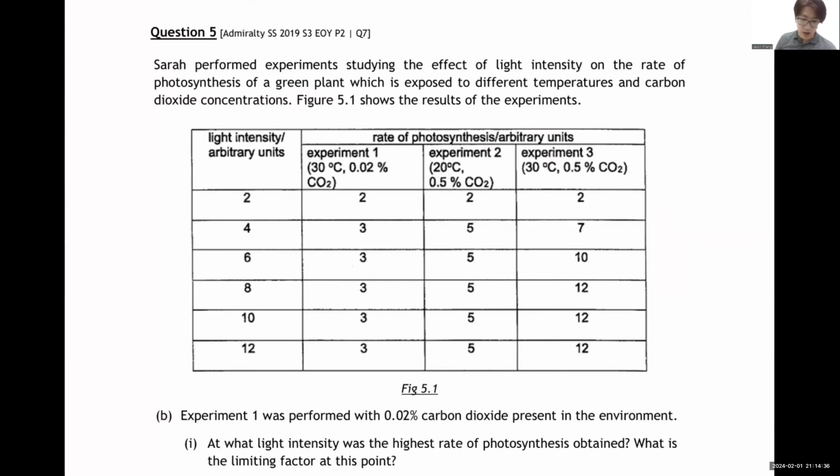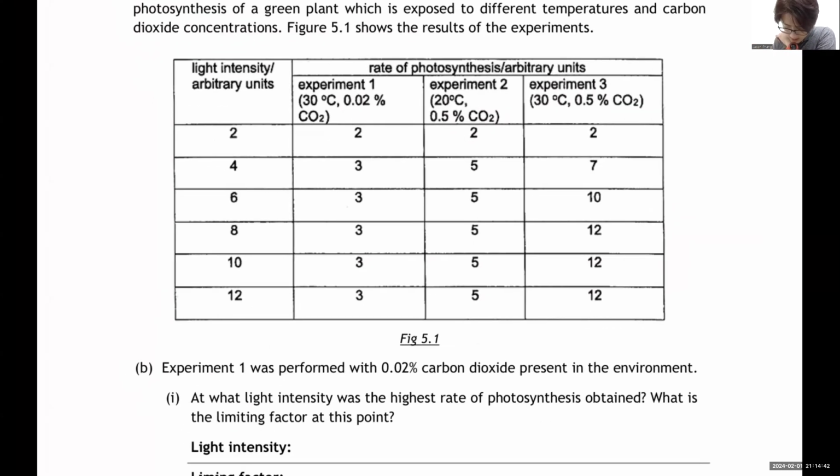Basically, we just move through very quickly. I'll pass you the answer. I'll do up an answer key for you all. Don't really have much time already. This one. Highest rate of photosynthesis. Just look at these three, right? What was the limiting factor?